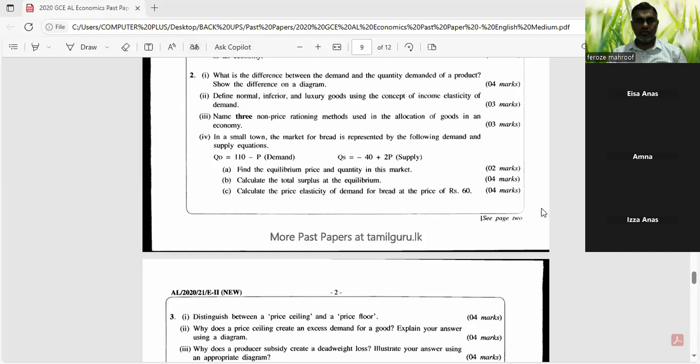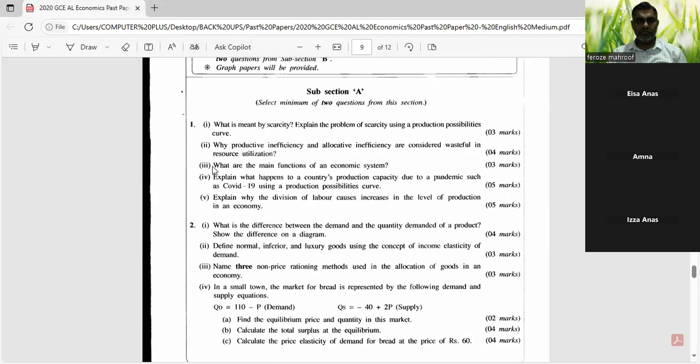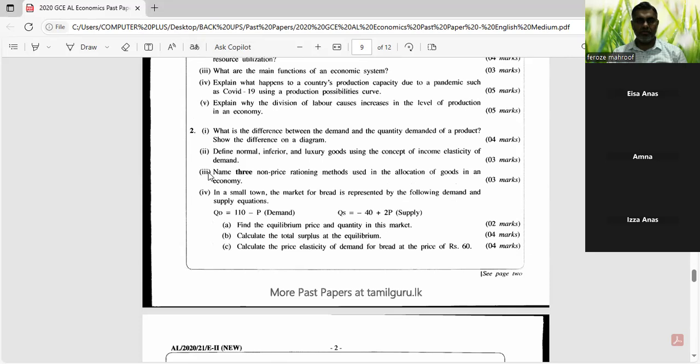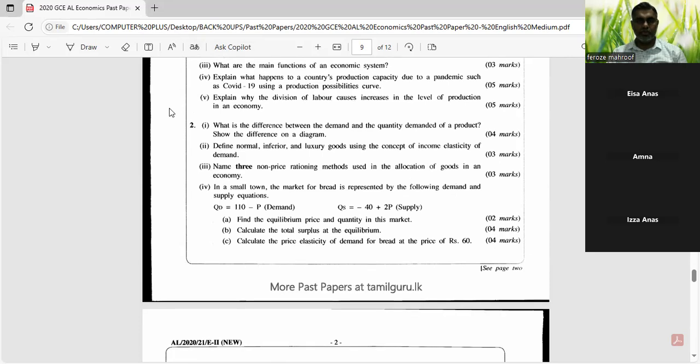So this is your 2020 past paper. In 2020, second question, fourth part. In a small town, the market for bread is represented by the following demand and supply equations. QD = 110 minus P and QS = minus 40 plus 2P. Find the equilibrium price and quantity in this market.